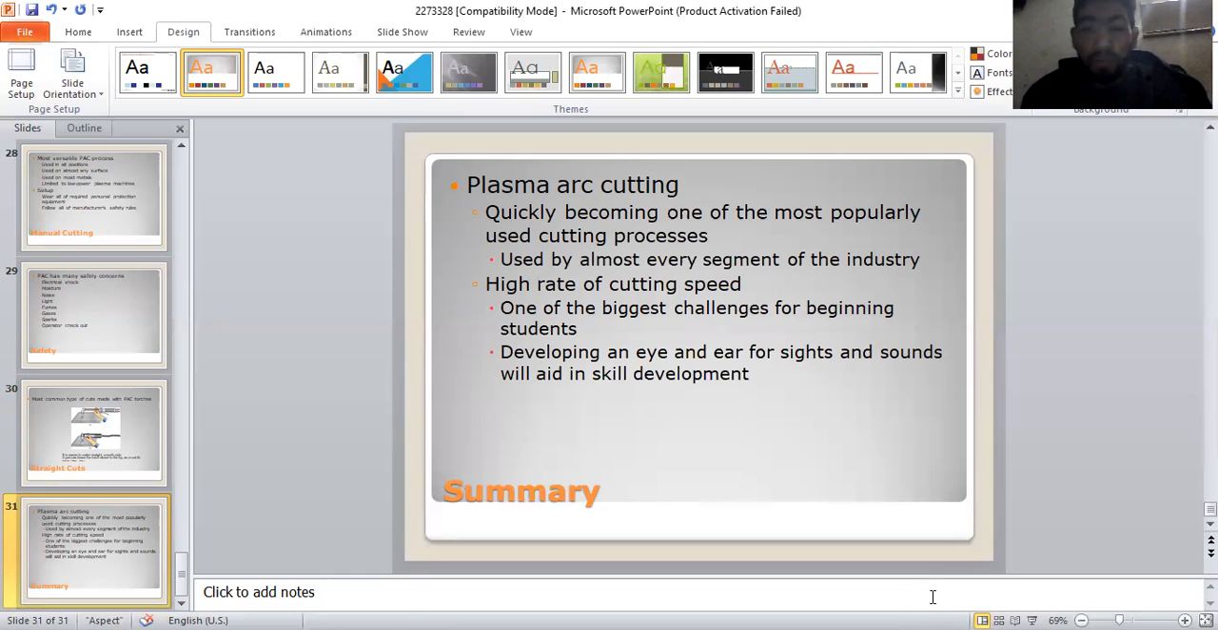One of the biggest challenges for beginning students is that controlling a high rate of speed is very challenging. Developing an eye and ear for sights and sounds will aid skill development.